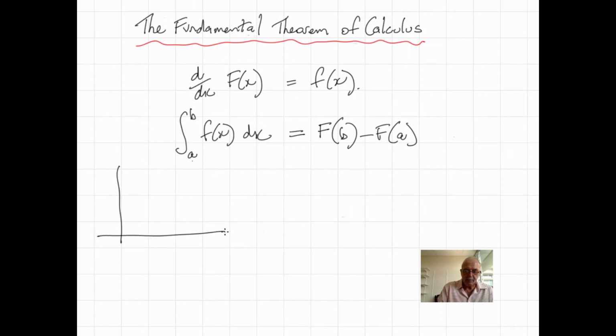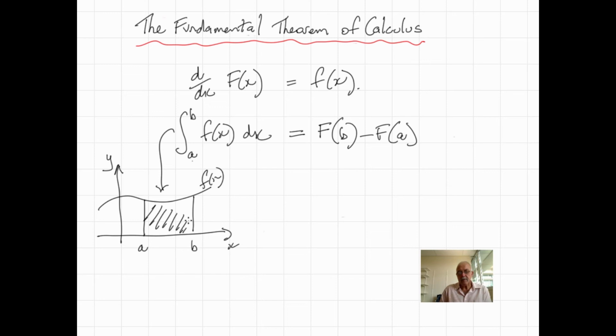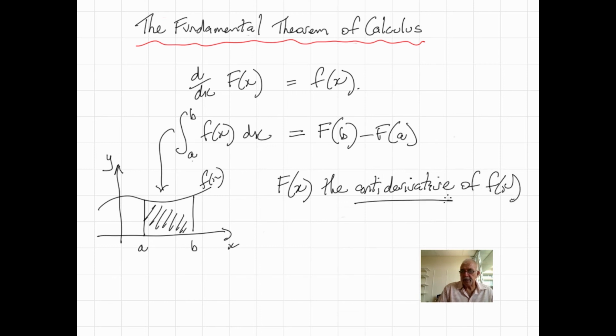Graphically, you've got f of x, and this here between a and b. It's the same old story here, that this here will be this area there. You can see why sometimes they call capital F of x the antiderivative of lowercase f of x. Antiderivative.